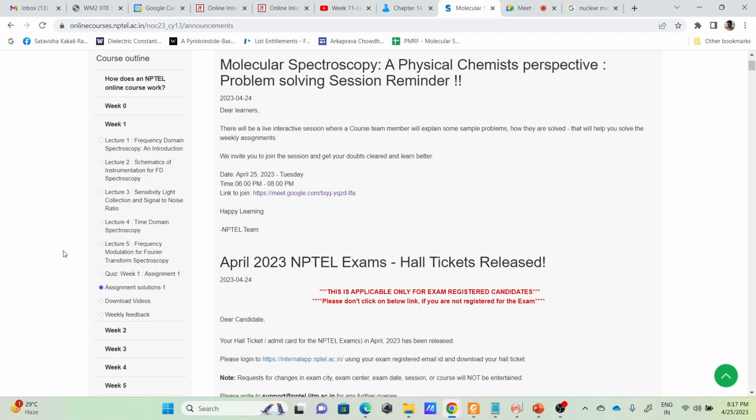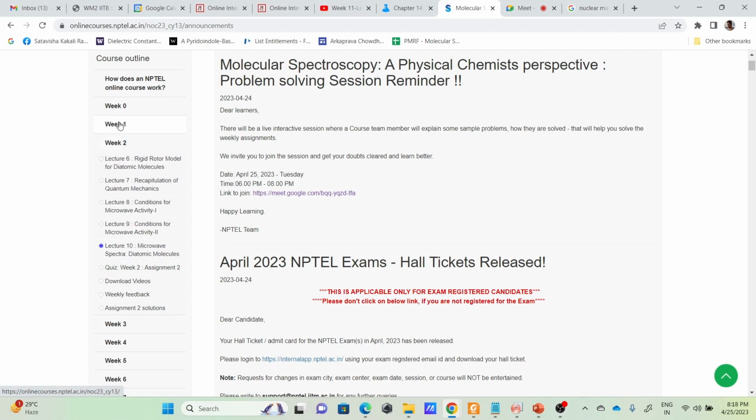Then we went to the time domain spectroscopy, which is how to convert time domain to frequency domain or frequency domain to time domain using Fourier transformation. And then in week two, we started talking about the rigid rotor model of the diatomic molecules. We started rotational spectroscopy there, which you can also call microwave spectroscopy. And we have understood the selection rules for that.